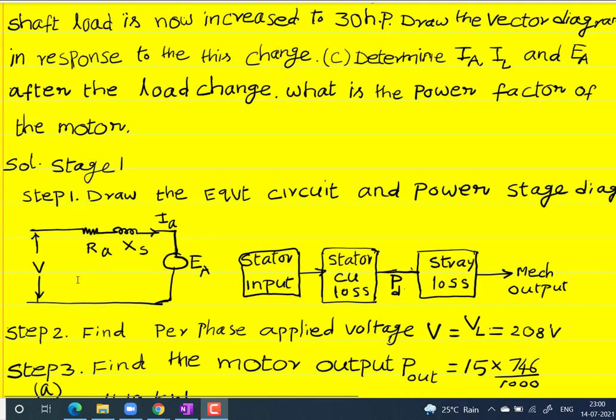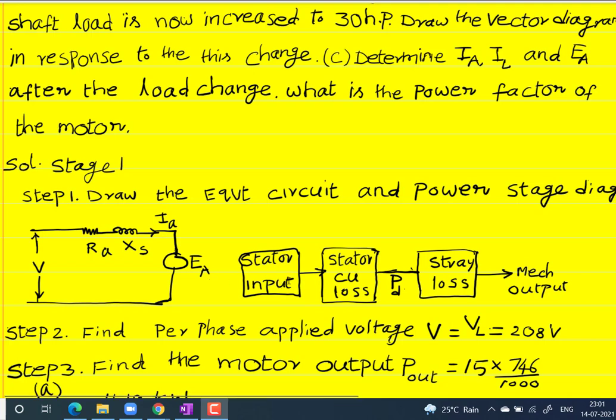This is the equivalent circuit of the synchronous motor per phase. This is the applied voltage V, RA is the stator resistance per phase, XS is the stator synchronous reactance per phase, IA is the armature current and EA is the excitation voltage.